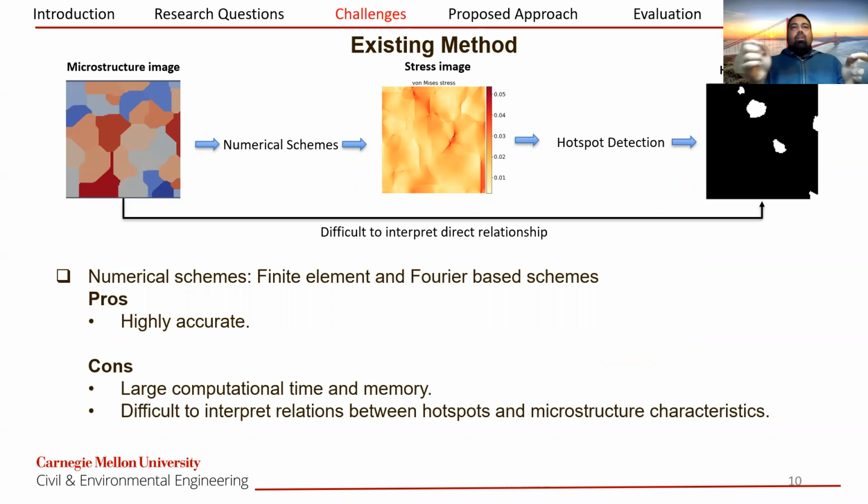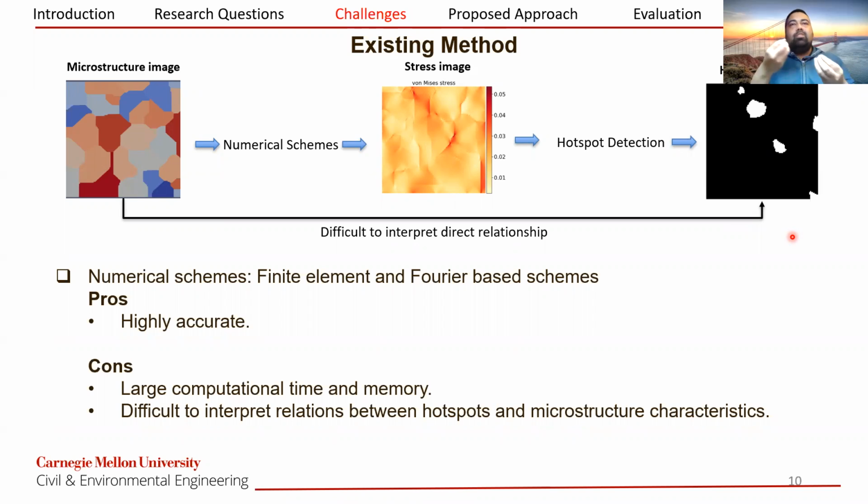So although there are numerical schemes such as finite element and Fourier space, where we can simulate the material and observe the stresses, and then we can use some image segmentation techniques to observe these hotspots, these techniques don't help in interpreting what factors are causing these hotspots. So for example, even if we generate a large number of samples using this finite element, and we try to observe manually, it will be very difficult.